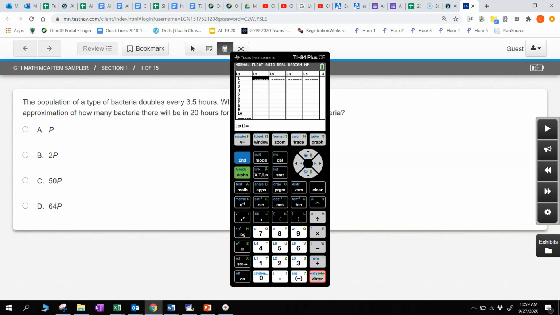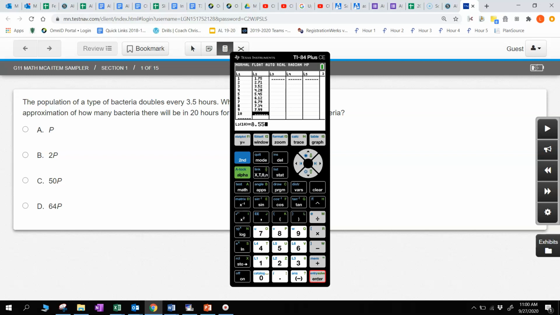Then you can do an arrow key to the right, and then L2 is the y values. So I'm going to enter those. 1.75, Enter. 2.71, Enter. 3.52, 4.28, 5.45, 6.12, 6.79, 7.34, 7.99, 8.55. Again, make sure after you enter your last piece of data, you hit Enter.